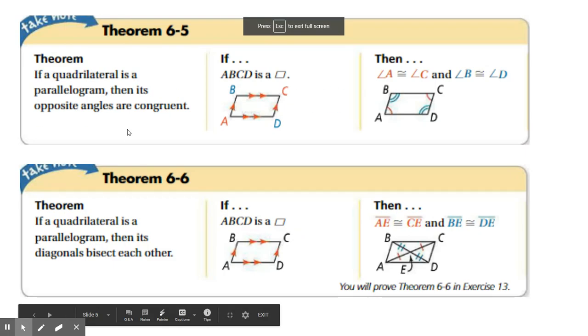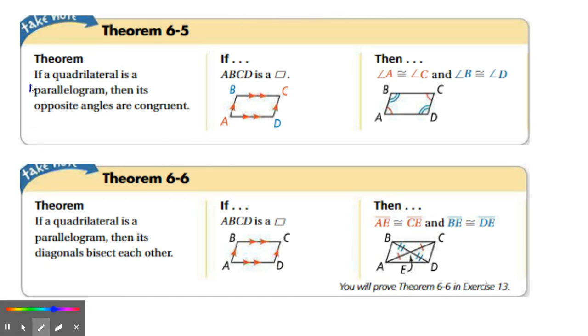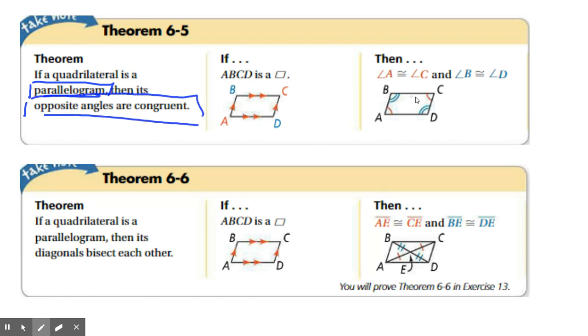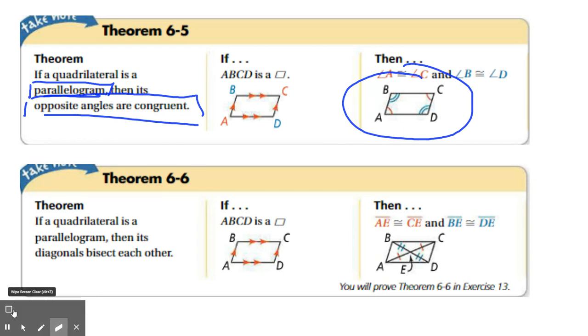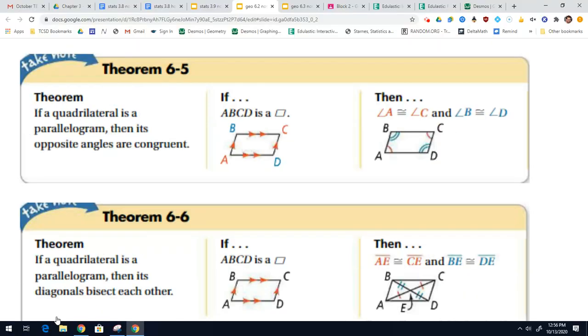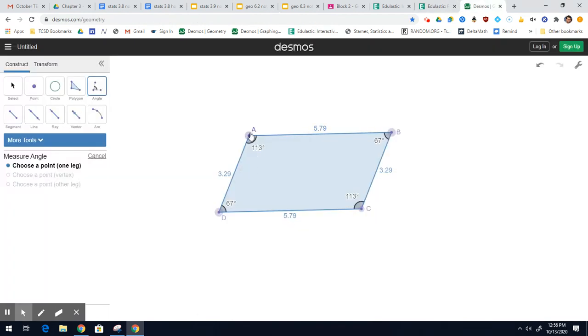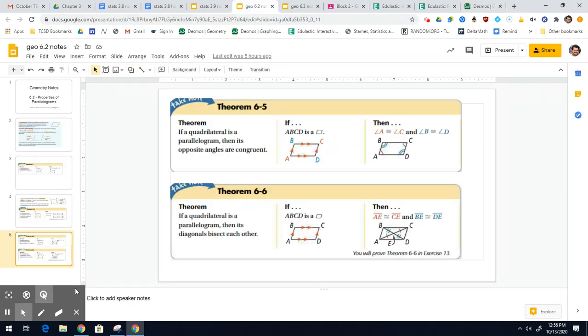next. 2 more ideas. The next one says, if a quadrilateral is a parallelogram, then your opposite angles are congruent. So again, we talked about opposite angles. Here's your picture. A and C, B and D are congruent. If you look back here at my Desmos geometry, that's already done for us. A and C are 113, B and D are 67. Opposite angles are congruent.